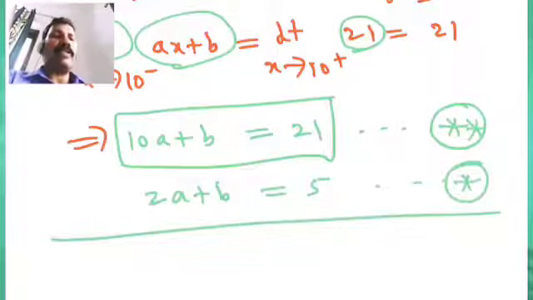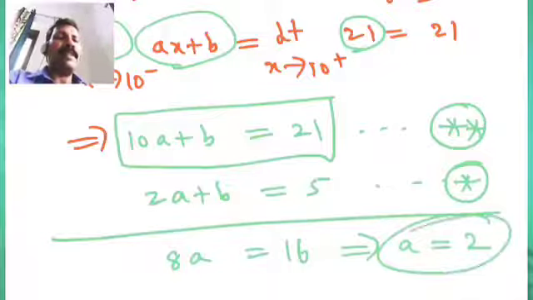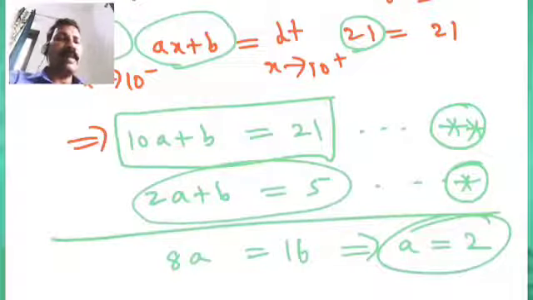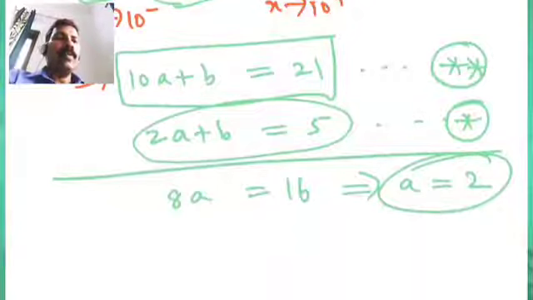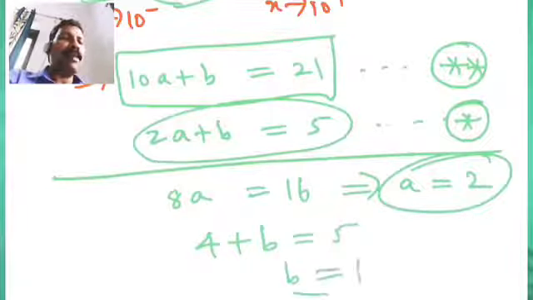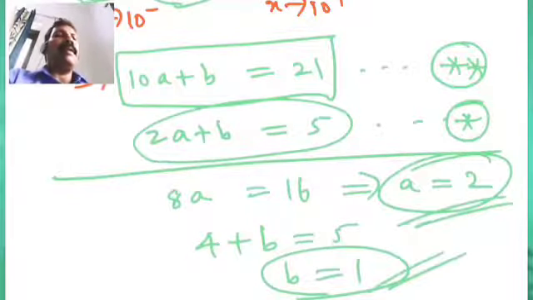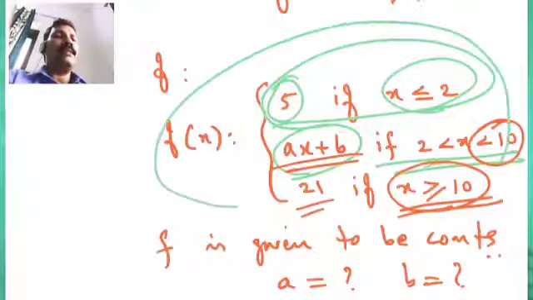Then using these two equations, we can solve for a. You just subtract these equations, then 8a is equal to 21 minus 5, that is 16, which implies a is equal to 2. And substituting this value in any of the equations, for example, if you substitute here, 2 into 2, that is 4 plus b is equal to 5, therefore b is equal to 1. So we have a is equal to 2 and b is equal to 1, then only the given function is continuous.